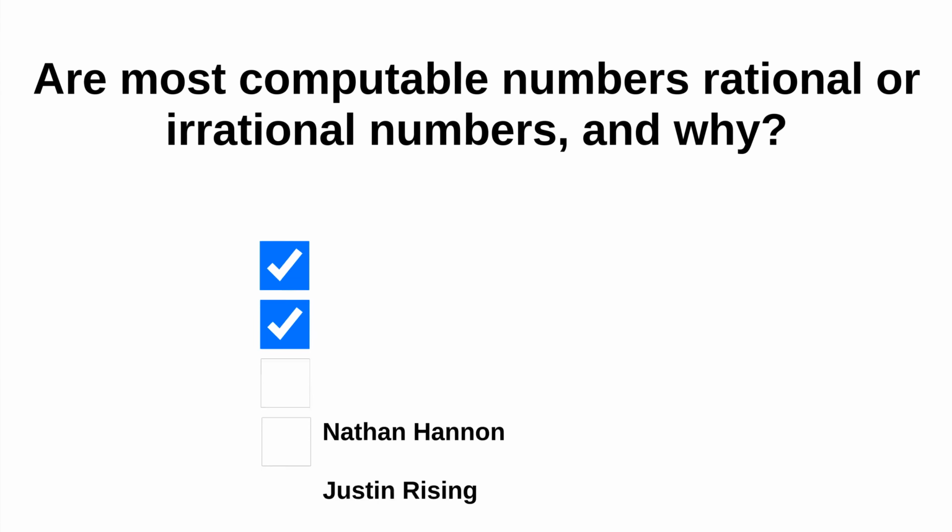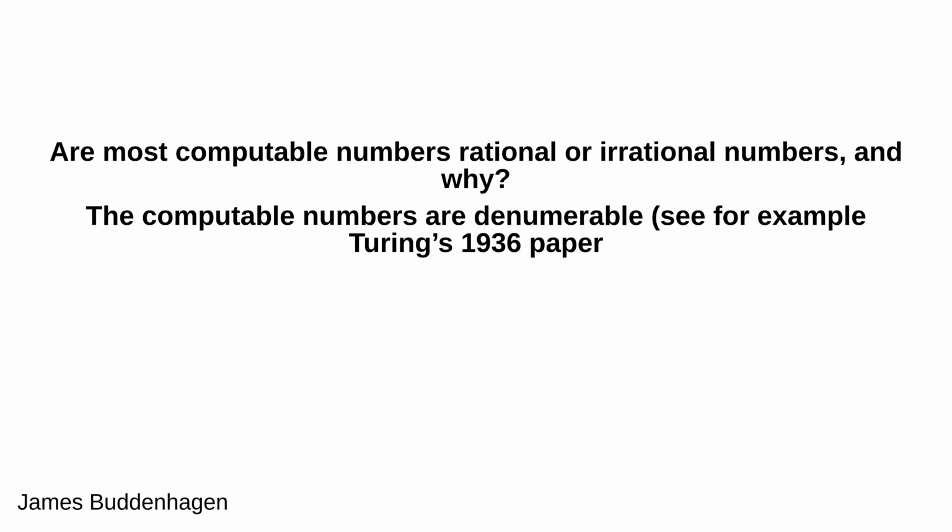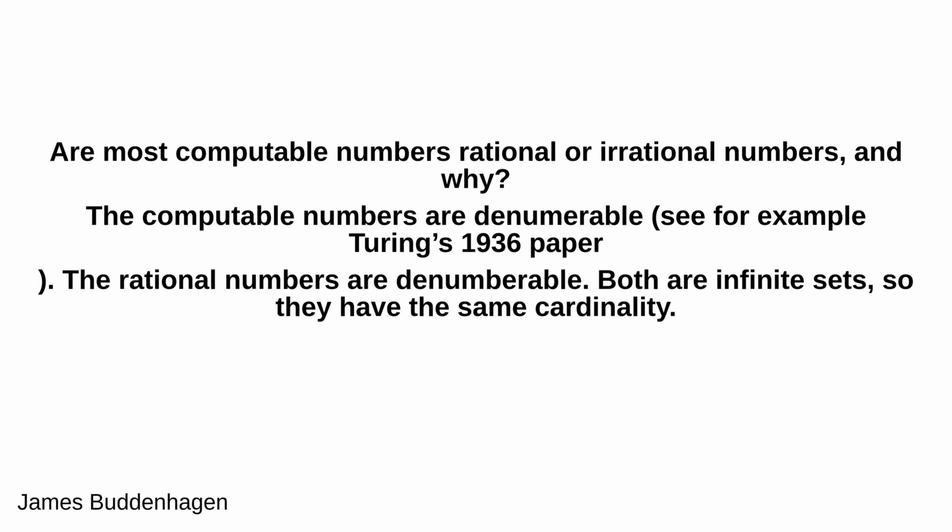We can continue with James Buddenhagen's answer. Are most computable numbers rational or irrational numbers, and why? The computable numbers are denumerable. See for example Turing's 1936 paper. The rational numbers are denumerable. Both are infinite sets, so they have the same cardinality.